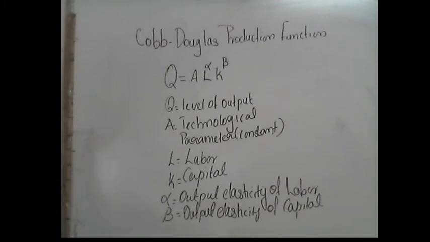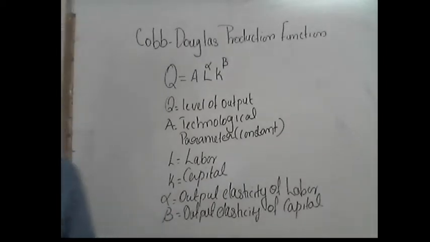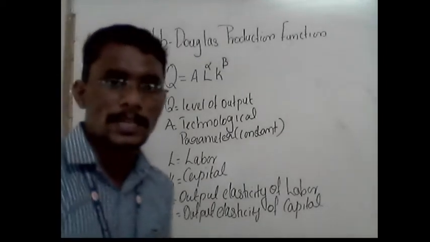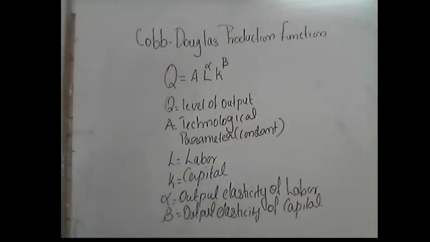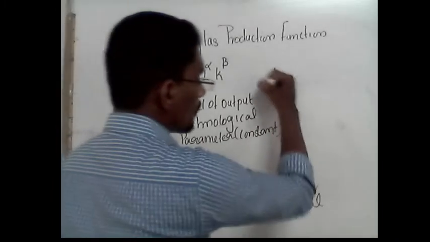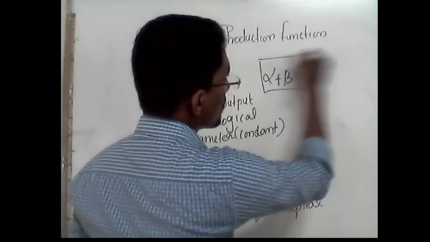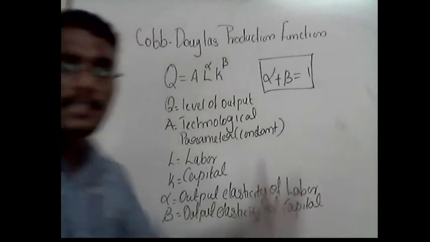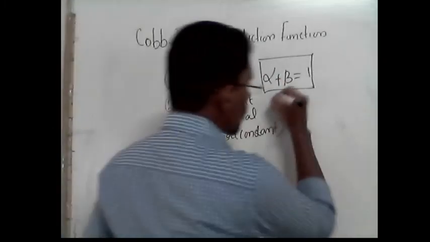Before explaining the properties of this Cobb-Douglas production function, there is an assumption related to it. Only then does the Cobb-Douglas production function satisfy the following properties. The assumption is that a strict Cobb-Douglas production function is in the form of alpha plus beta is equal to 1. A strict Cobb-Douglas production function must satisfy this condition, alpha plus beta is equal to 1, which represents constant returns to scale.